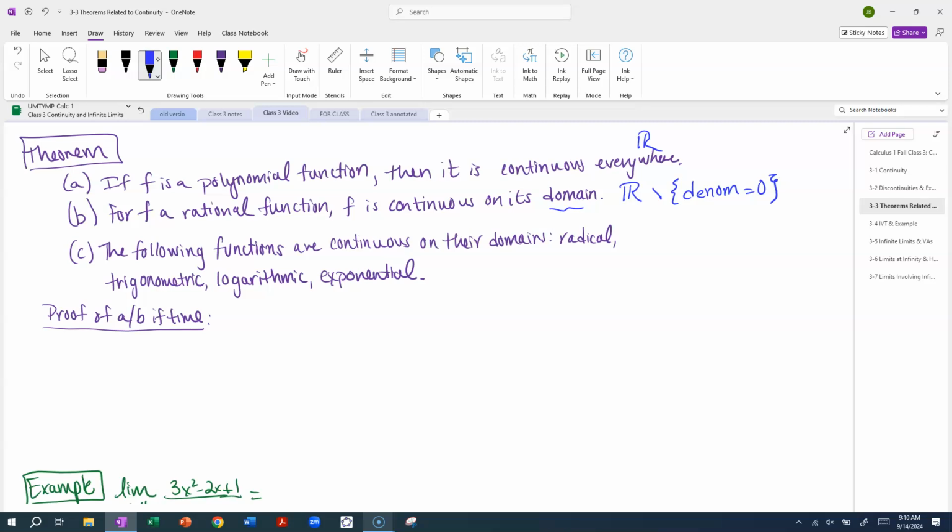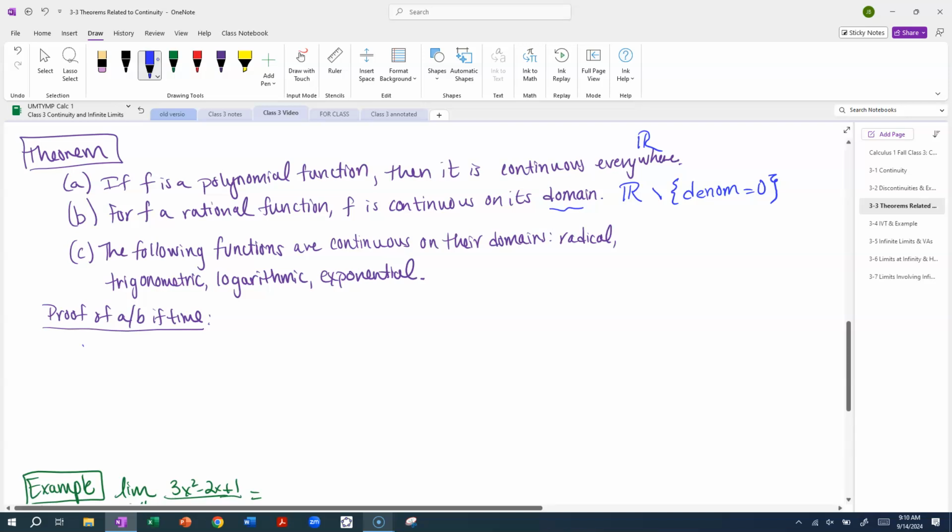And then third, it says the following functions are continuous on their domains: radical, trigonometric, logarithmic, and exponential. Oh, okay. So that's a very strong statement, but it kind of is a consequence of their graphs. What does a radical function look like? Trigonometric function, logarithmic, etc. They're all smooth curves that we can draw with a single swipe of our pencil. Okay, so we can maybe just outline some proofs here.